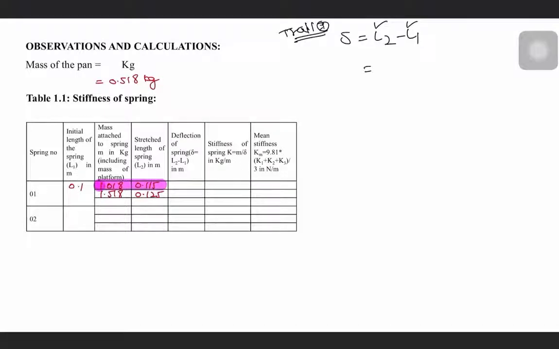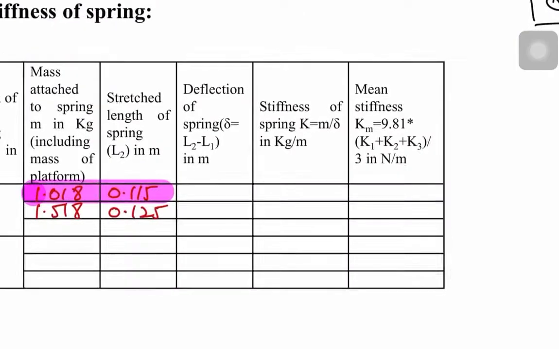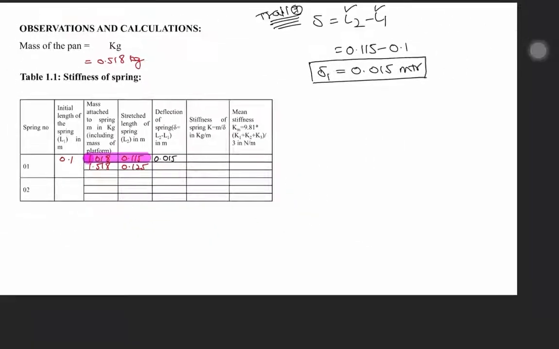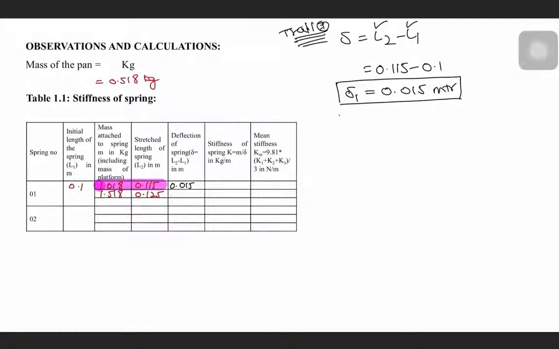So L2 is 0.115 minus L1, which is 0.1. So delta 1, that is for trial 1, is how much? It is 0.015 meters. Okay, so this is your delta 1. So note it down. Back here it is 0.015 meters.